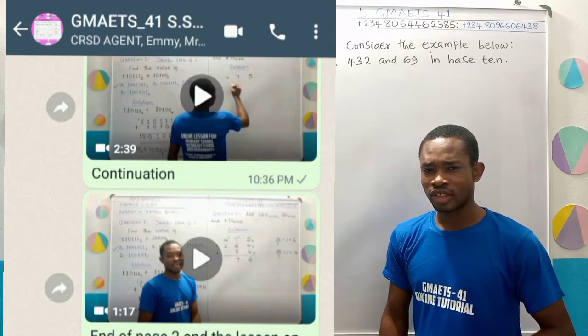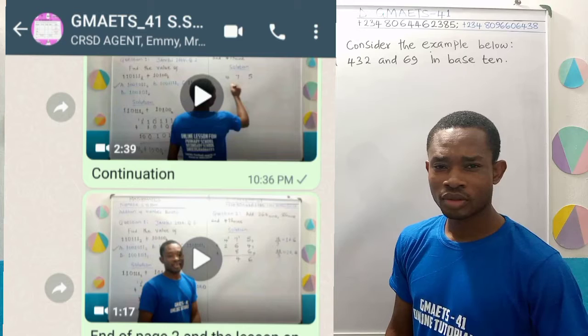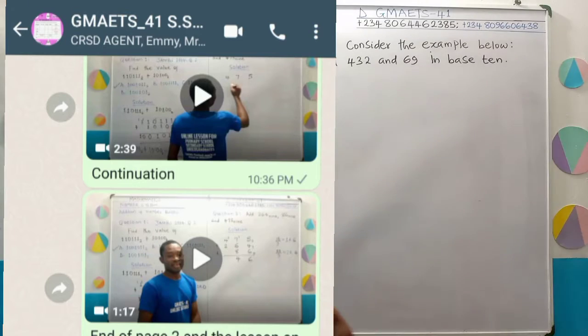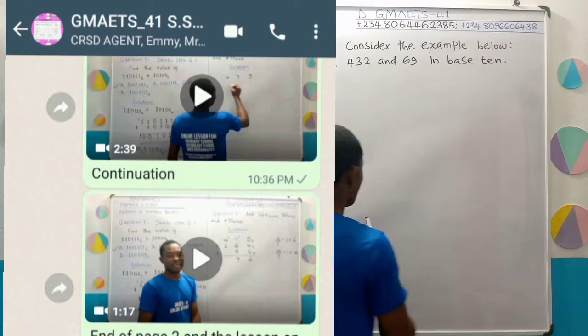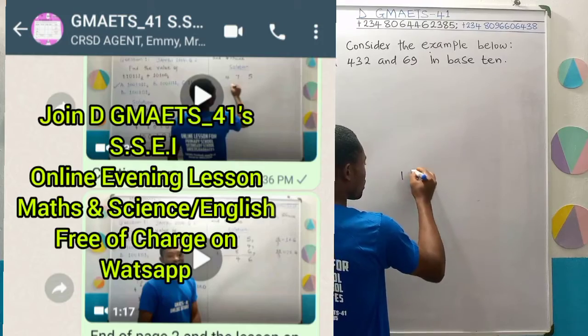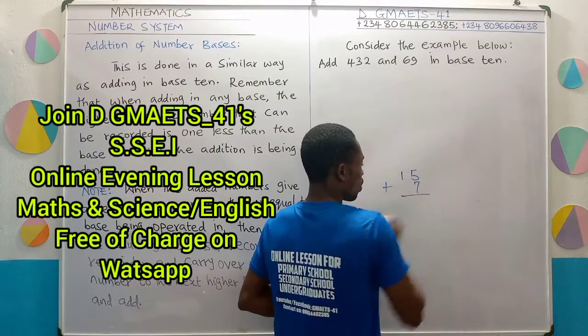15 plus 7 is equal to 22. Let me find out how we get the 22 quickly. 15 plus 7 equals 22.